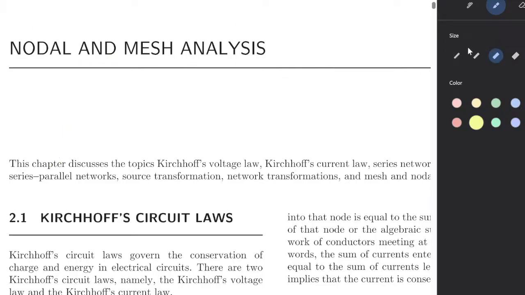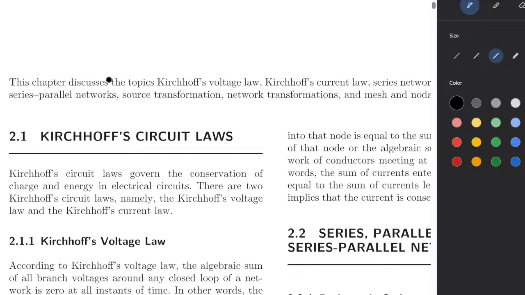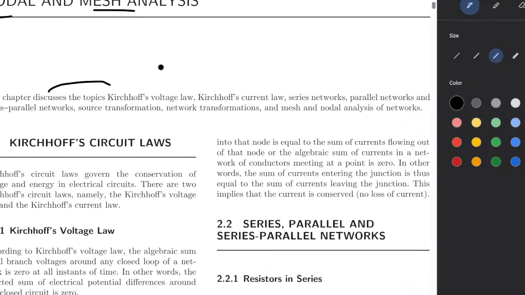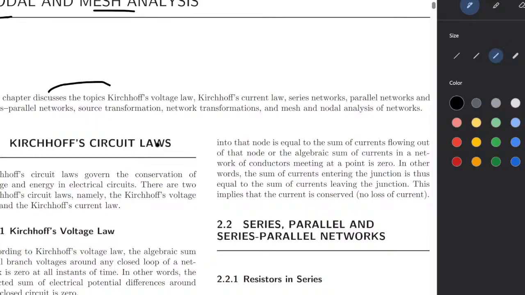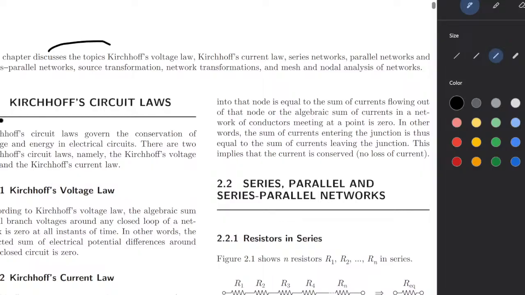So first of all we see the nodal and the mesh analysis. In this chapter we have to discuss the topic of Kirchhoff's voltage law and Kirchhoff's current law, and the parallel series combination. So these are the important ones. As we know, Kirchhoff circuit law, Kirchhoff voltage law, Kirchhoff current law.